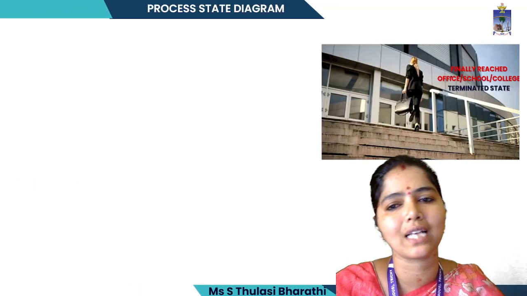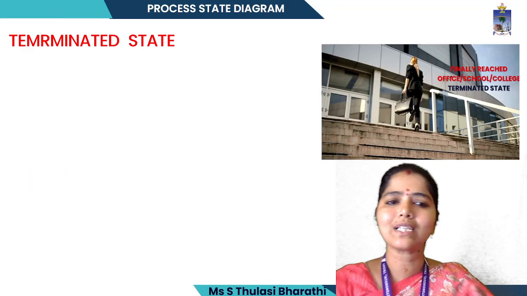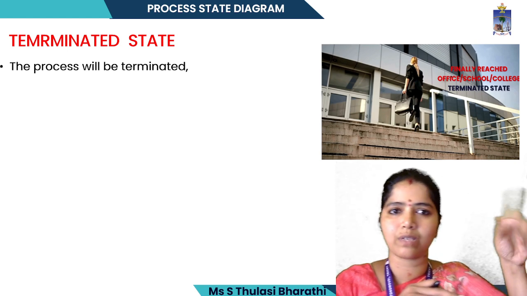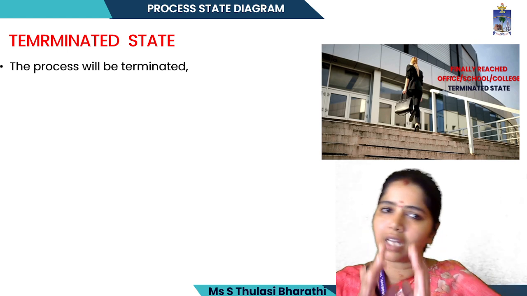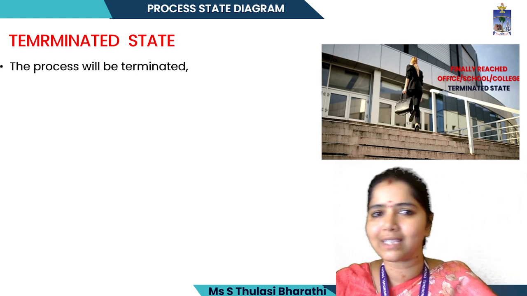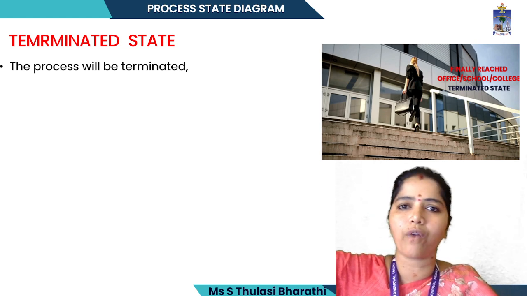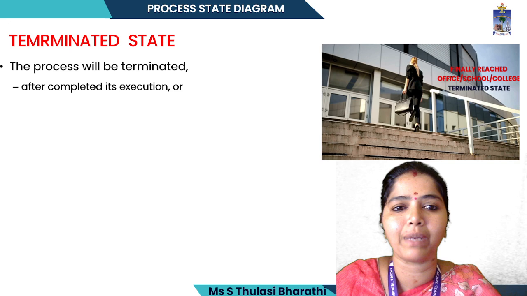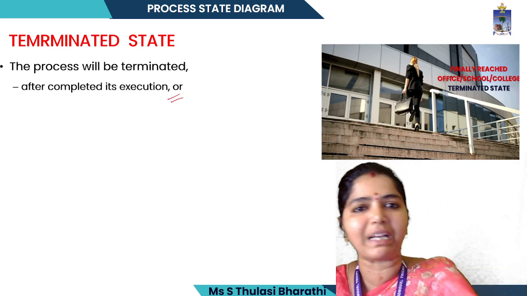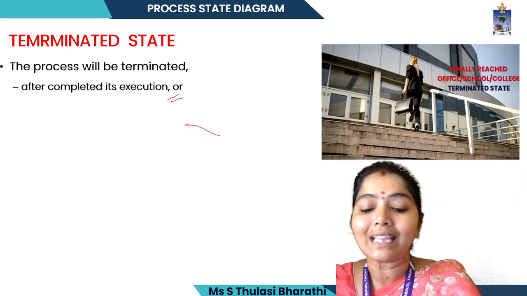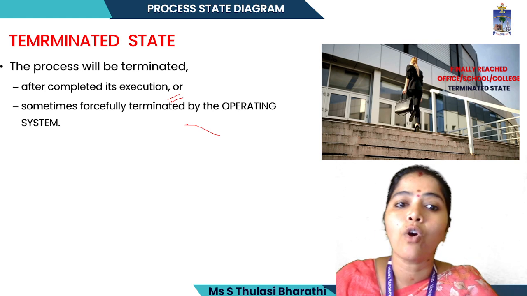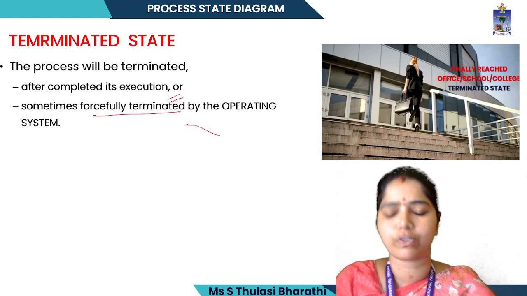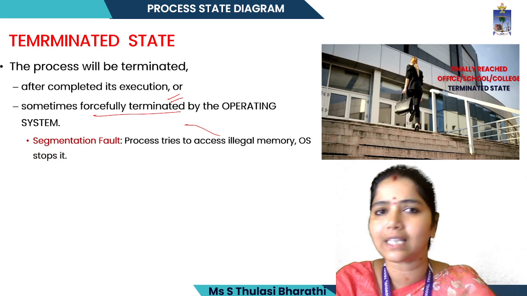Next we move to the last state, that is the terminated state. What is the terminated state? The process will be terminated after completion. I just woke up, dressed up, had my food, packed my things, everything is done. Now I have reached my office, so the process is complete. This is normal completion of execution and termination. But there can be another reason: the process can be forcefully terminated by the operating system.